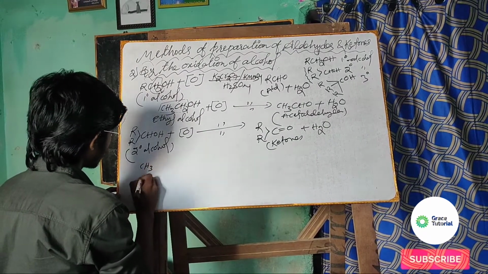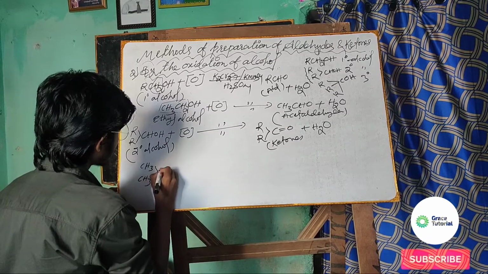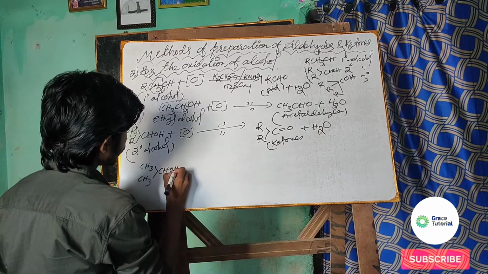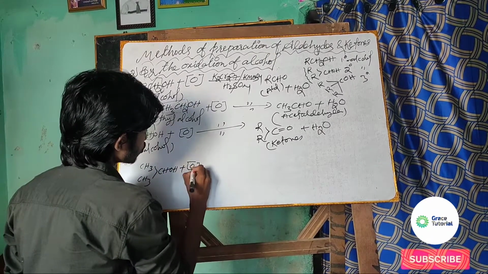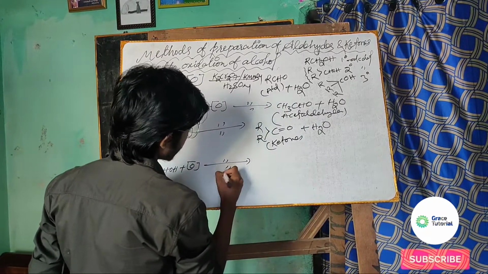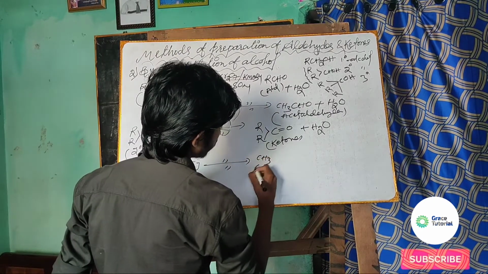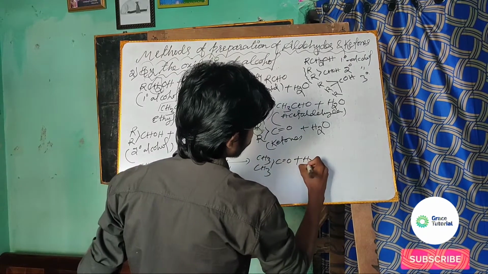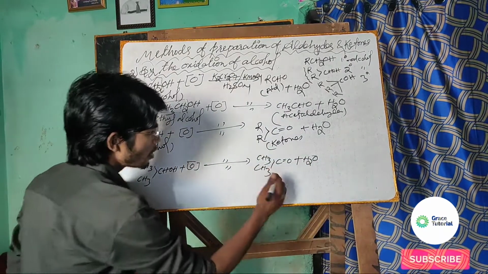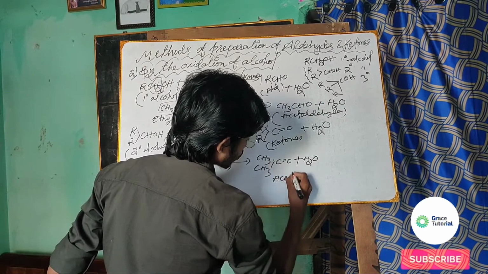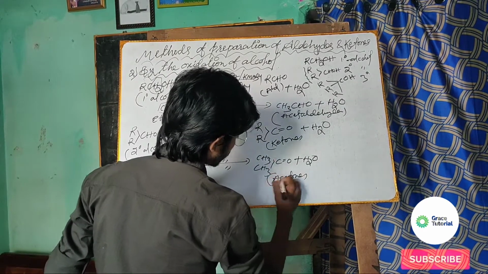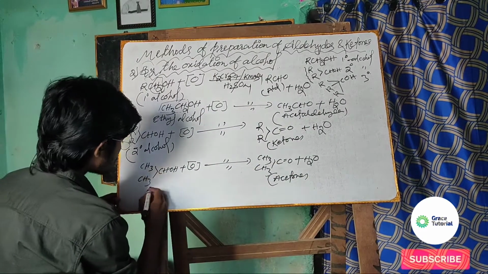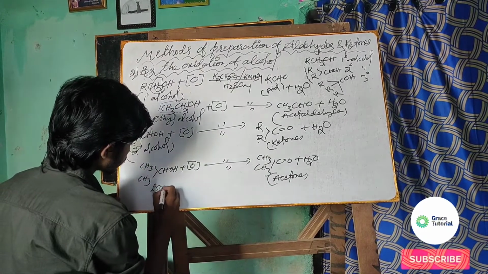So what is the specific example? CH3CHOHCH3, and here oxidation takes place with the same agents, giving CH3COCH3 and H2O. What is the name of this compound? The name of this compound is acetone. And here the starting material is isopropyl alcohol.